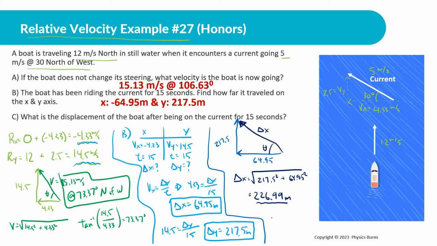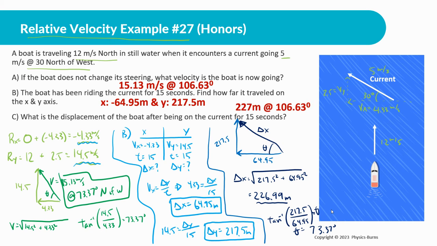Okay. But we also need the direction. So I'm going to do tan for that. Inverse tan, opposite, which is 217.5 divided by adjacent, 64.95. This is going to give me the angle. The angle is 73. Oh, it's going to be that same angle. And I should have known because the velocity and the displacement are going in the same direction.